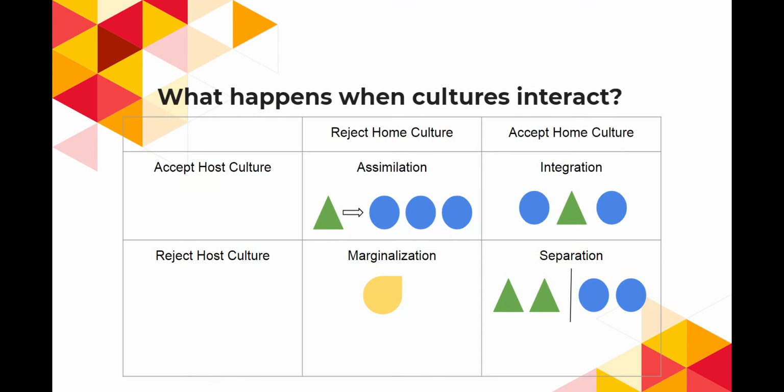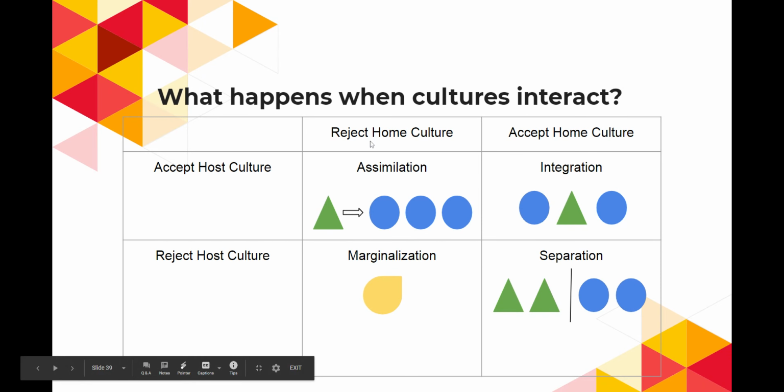All right, so what happens when cultures interact? This is called Berry's acculturation model. It was developed by a social scientist named John Berry, and he studied what would happen to people when they moved from one place to another. There were two dichotomies that he focused on: whether the person would reject or accept the new culture, the culture of the place they're going to, and whether they would reject or accept their host culture or their origin culture, the culture that they're coming from.